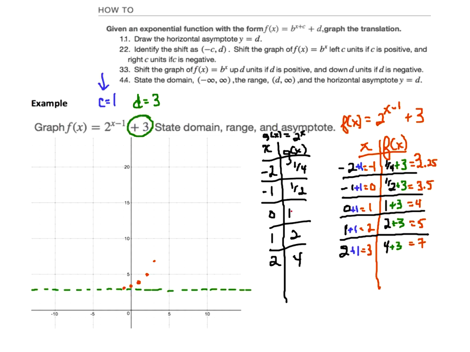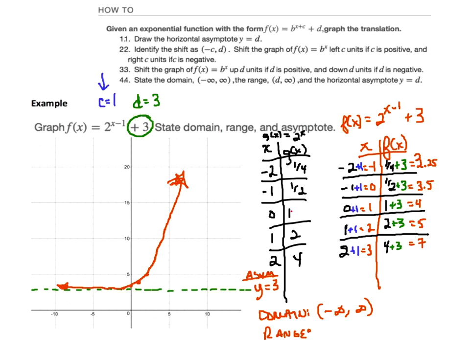So we know we're increasing because our base is greater than 1. And we can state y equals 3 as our asymptote. And then we have a domain of -infinity to +infinity, and our range, since we have translated vertically, we have to consider that everything's been moved up. So that is from 3 through +infinity.